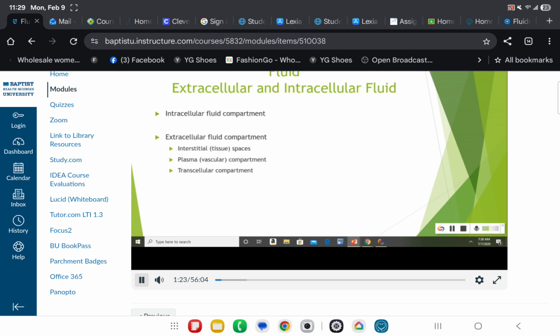In the ICF, you will find small amounts of sodium, calcium, chloride, bicarbonate ions, proteins, and phosphate. Those are all things that you will find in the fluid. But keep in mind that potassium is the most abundant cation found in the ICF.